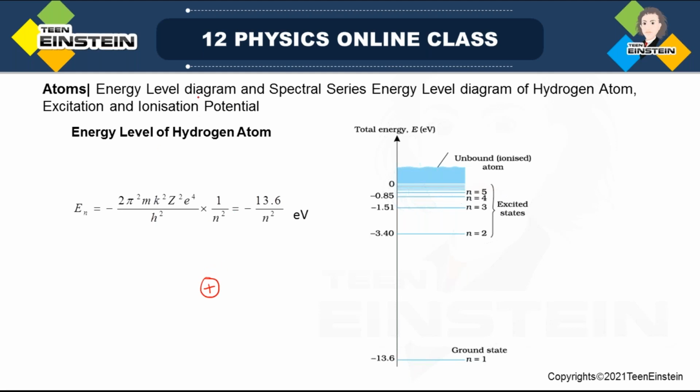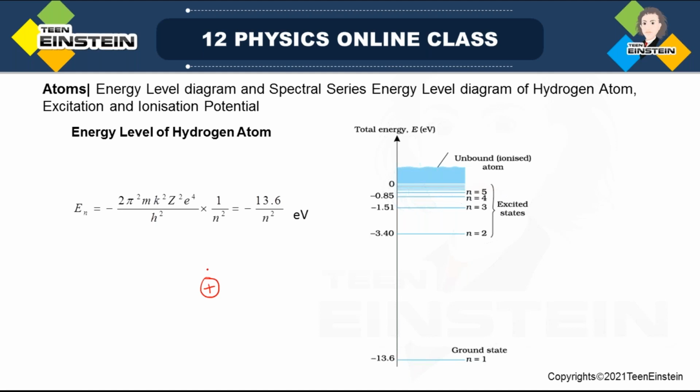So today we'll be learning basically the energy level diagram, then spectral series of hydrogen atom, and excitation and ionization potential energies, etc.